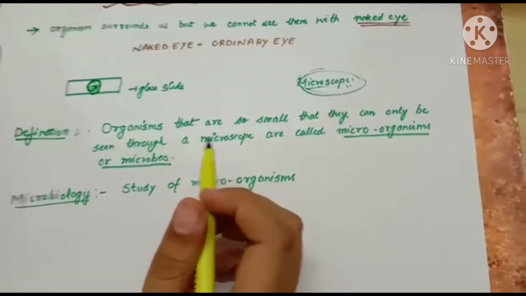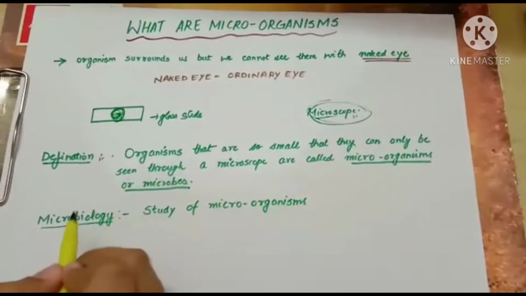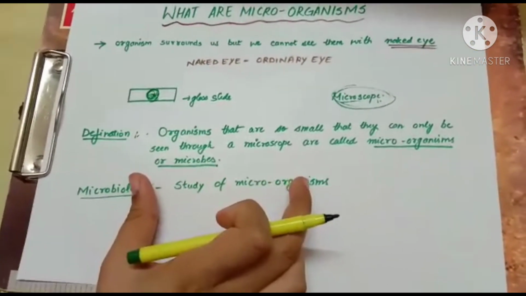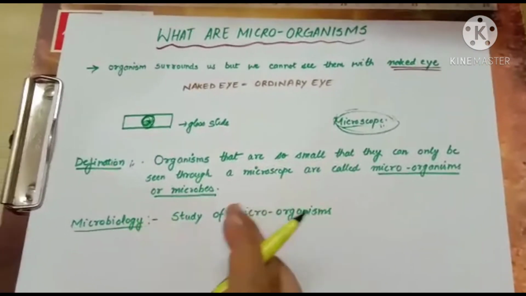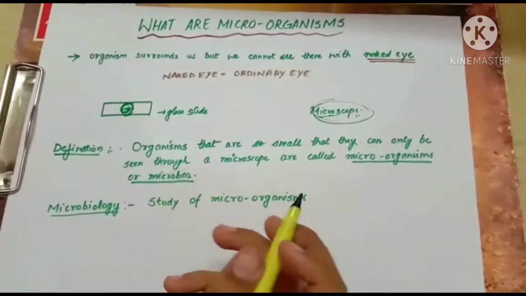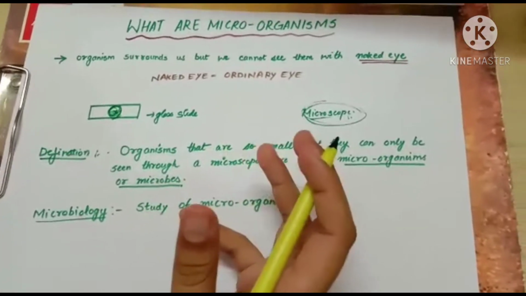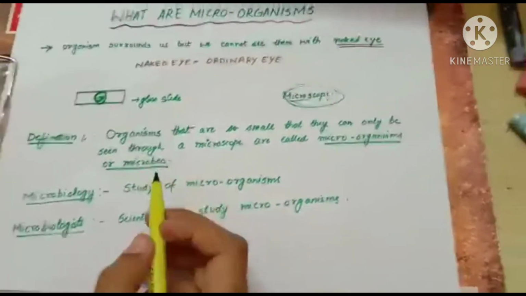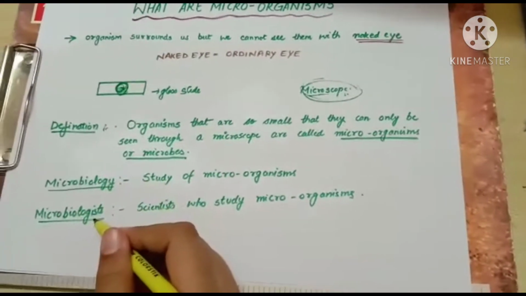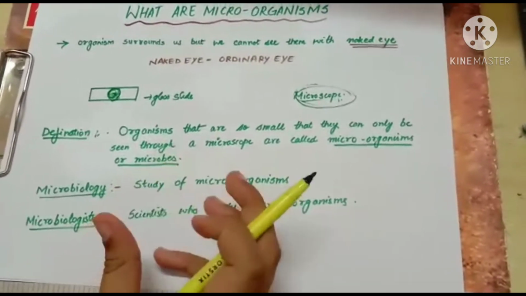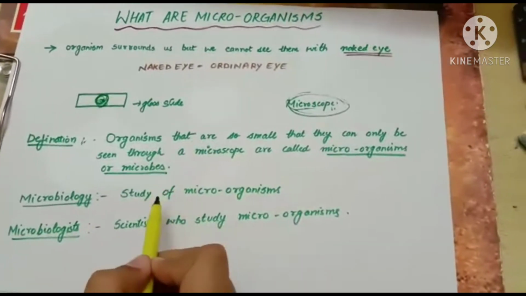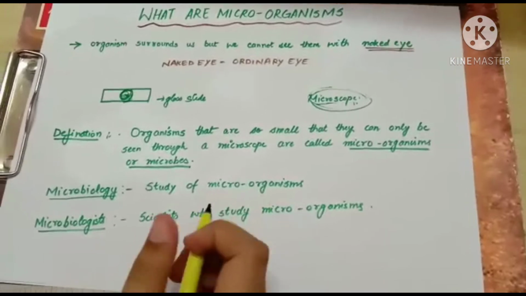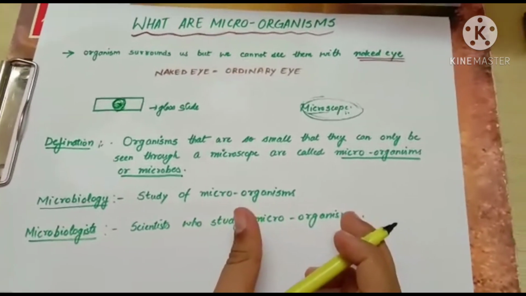Now, there are a number of related terms to this microorganisms. For example, microbiology. So, the microbiology term is the study of microorganisms. And we have one more term, that is microbiologist. So, microbiologists are the scientists who study the microorganisms. So this is microbiology and this is microbiologist. Microbiology is an area or the branch of science which deals with the study of microorganisms, whereas microbiologists are the people or the scientists who study microorganisms.